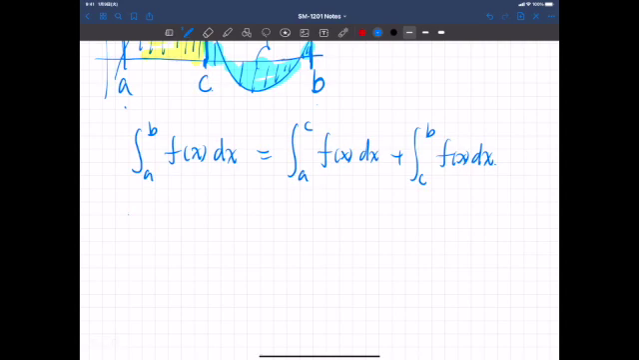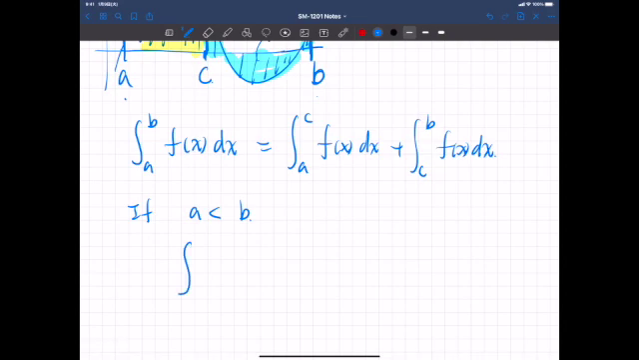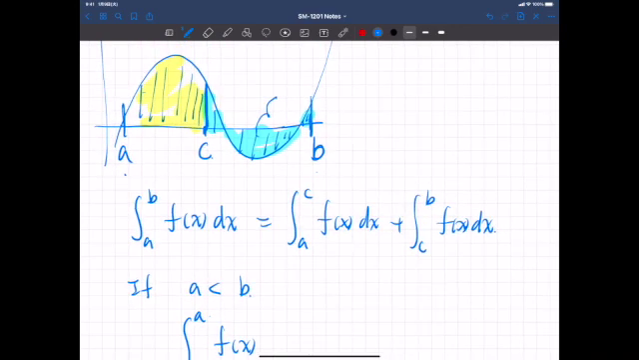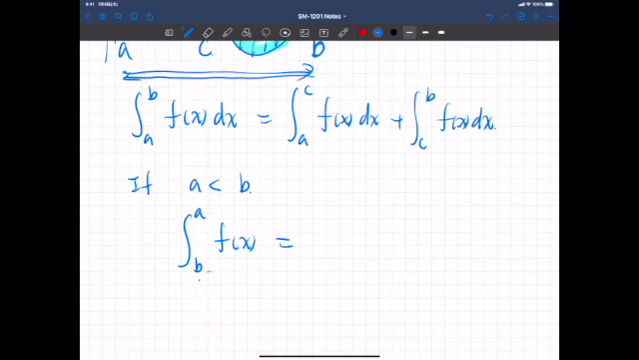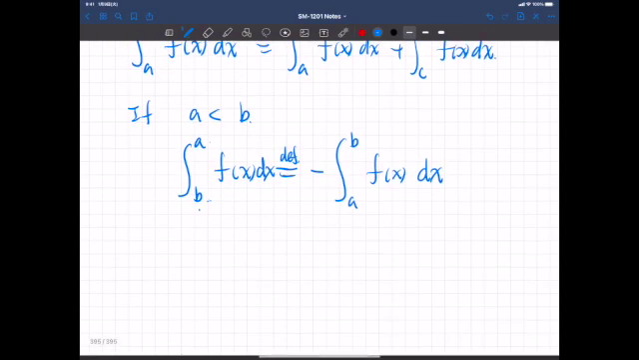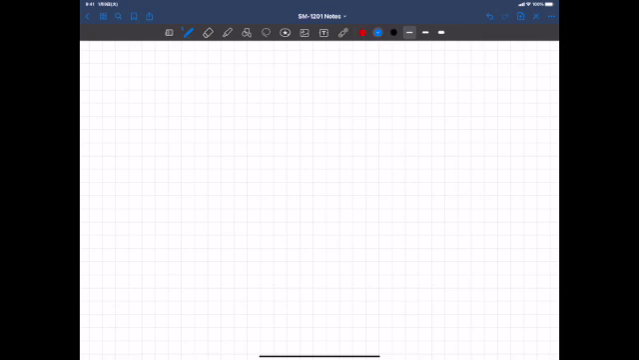And also, if A is less than B, we adopt the following convention. So integration from B to A. In this case, B is actually greater than A. So instead of integrating in this direction, we are integrating in the opposite direction, so to speak. So this is defined to be the negative of this integral from A to B. Now dx is here. So consider this as a definition. And also this proposition should be almost trivial from the definition of the Riemann integral.